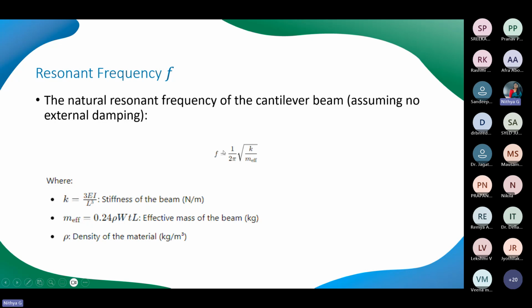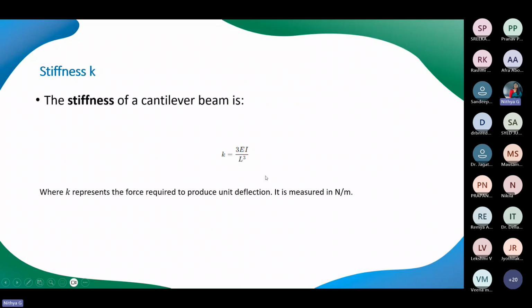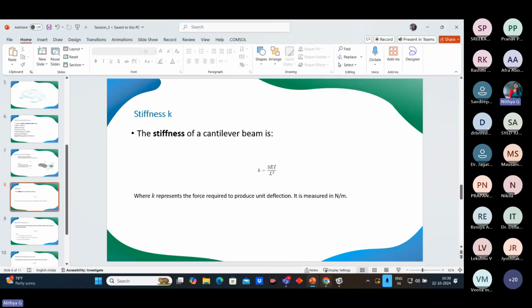Okay, so F is given as FR, which is the resonant frequency of the device, 1 by 2 pi root of K by M. K is the stiffness of the material and M is the mass of the material. So the stiffness of the material is calculated using the equation K is equal to 3 EI by L cube. Again, E is the Young's modulus of the material. I is the moment of inertia. L is the length of the device.